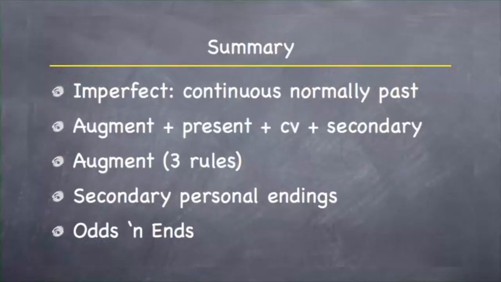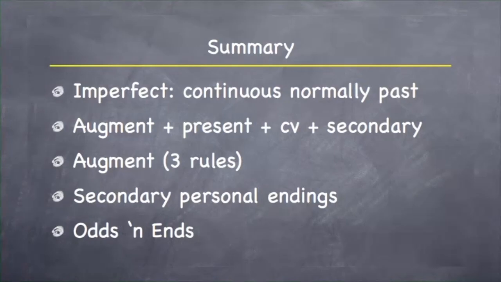All right, very good. Let's look in summary at what we've learned in this chapter. Well, we've learned the imperfect. The imperfect indicates a continuous action, normally in past time. It's formed with an augment, the present tense stem, a connecting vowel, and secondary endings. And we learned the 3 rules for the augment. Rule number 1 is that if the word begins with a consonant, we augment it by putting an epsilon on it. It's called the syllabic augment.